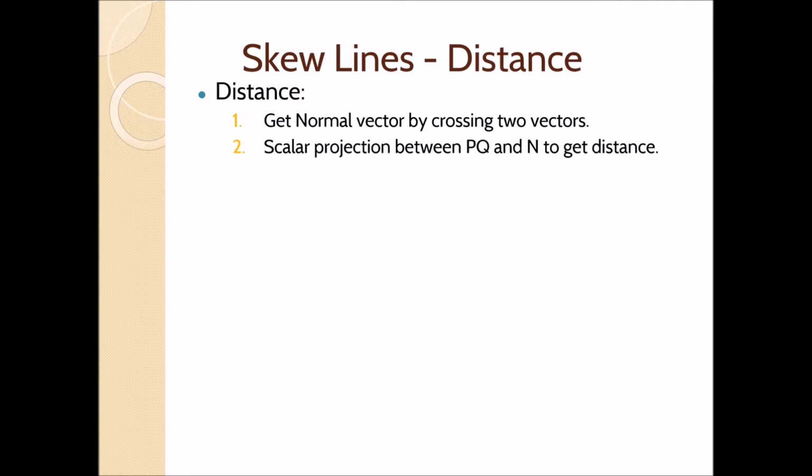You can then find the distance between the two skew lines. To find the distance, first cross the vectors to get the normal vector. This normal vector is perpendicular to both lines and between them. Then choose a random point on each line and create a vector between them. You can project this vector onto the normal vector to find the distance.